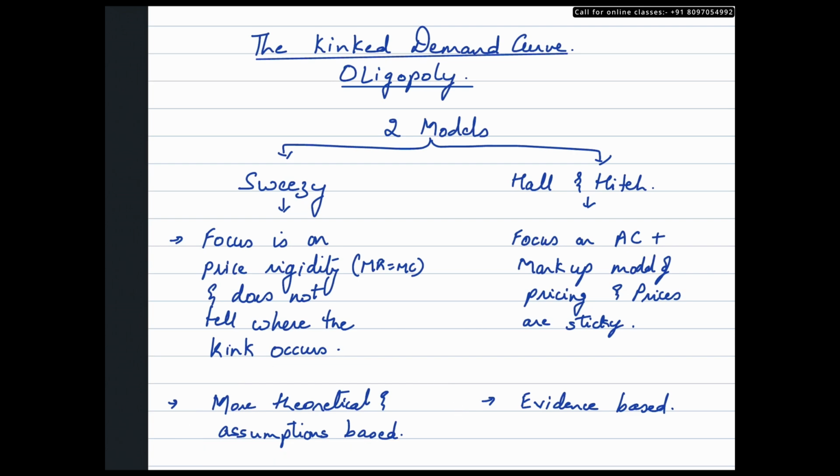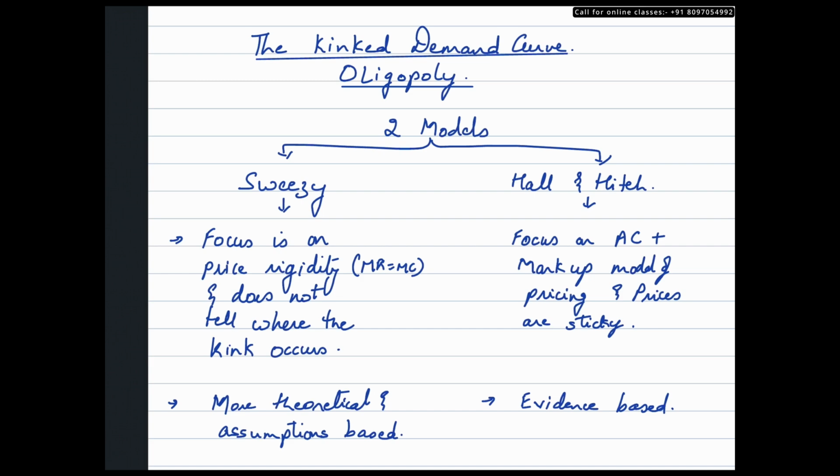On the contrary, Hall and Hitch interviewed a few entrepreneurs back then, and based on that they came up with their model. They also mentioned that the prices are sticky. However, their pricing determination is more or less cost plus markup, or you could say average cost plus markup model. And since they interviewed a lot of entrepreneurs, their model is more evidence-based and closer to the real world scenario. But a lot of textbooks still prefer to use Sweezy. Alright, so we'll be using Sweezy's model here and we'll take a look at why the demand curve has a kink under an oligopoly market.